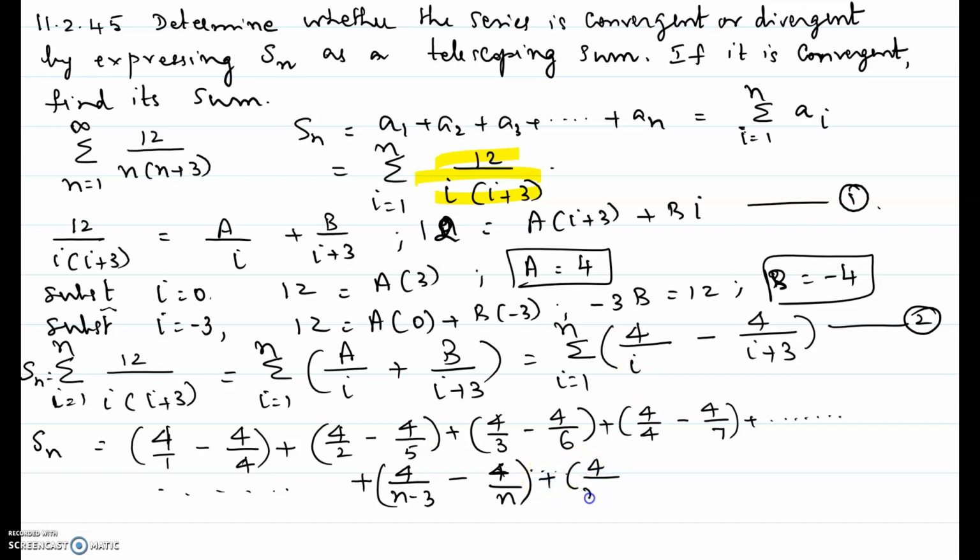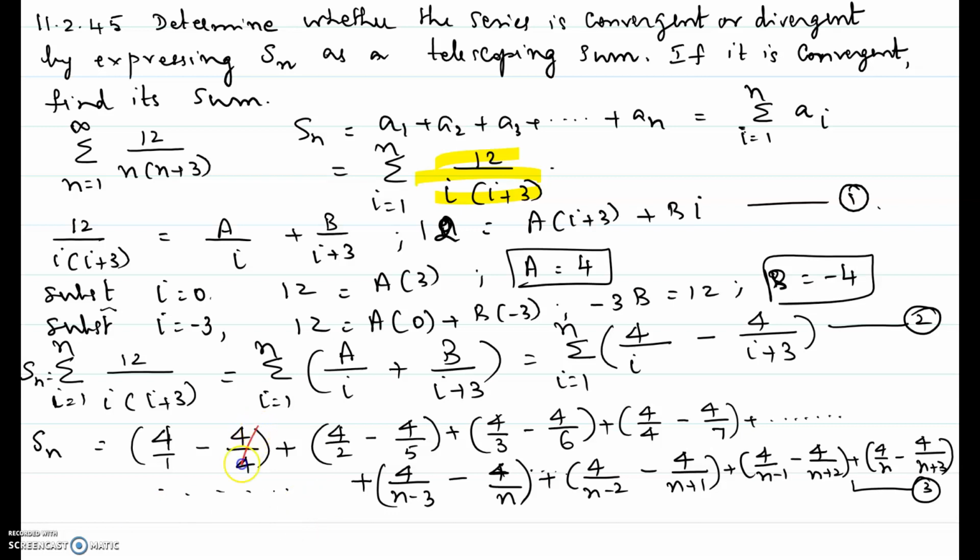Same way you do i equal to n minus 2, with n minus 2 plus 3 being n plus 1. Then it is 4 over n minus 1 minus 4 over n minus 1 plus 3, that will be n plus 2. Then 4 over n minus 4 over n plus 3. So in this step 3, we have written the first 4 terms and the last 4 terms of the partial sum Sn. Here we notice we are going to have a lot more terms in the middle, but we can get an idea of what the value is going to be at the end.